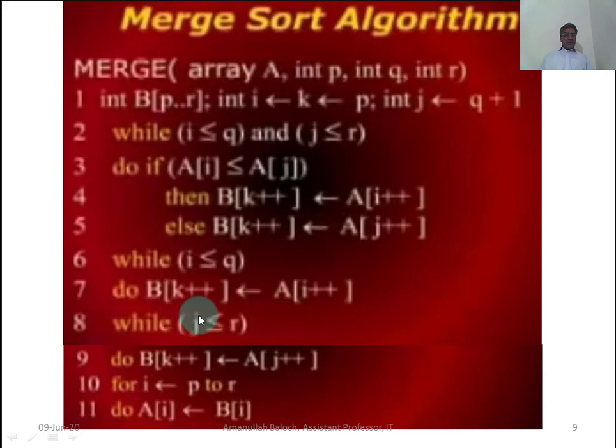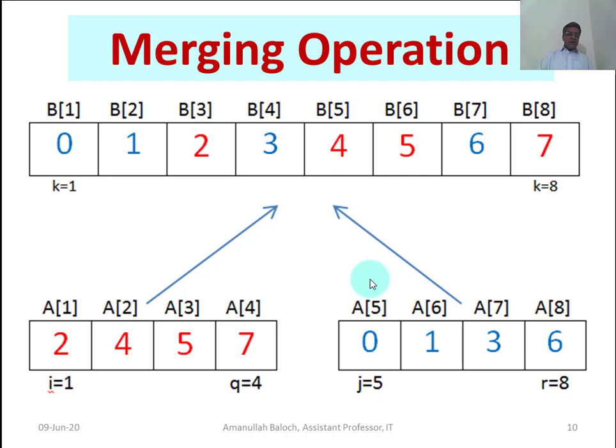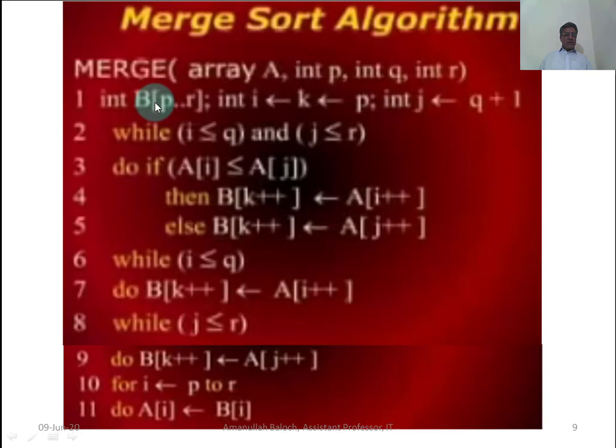You have an overview of this merge sort algorithm, where we are using loops from line number 2 to line number 11. There are 4 loops. Before going into the detail of these loops, we first understand how the values are stored in this B array, what i, k, j, p, q, and r are, and how these operations are performed. In our next slide, we see this.